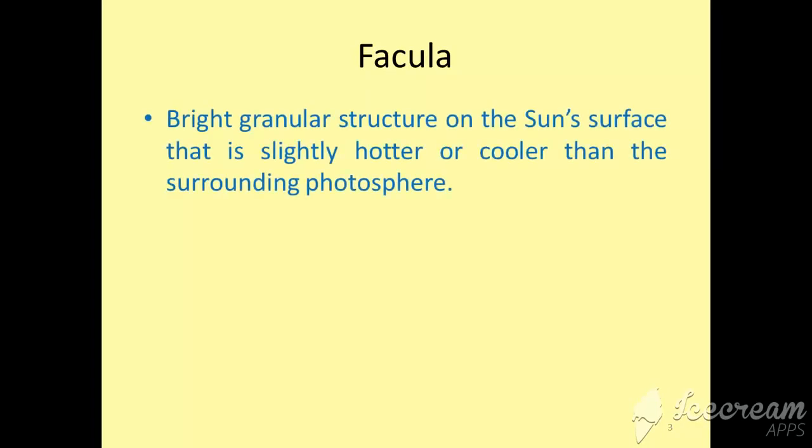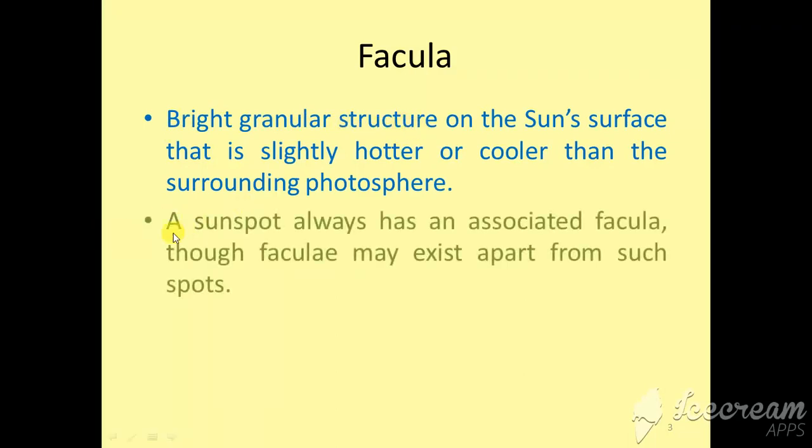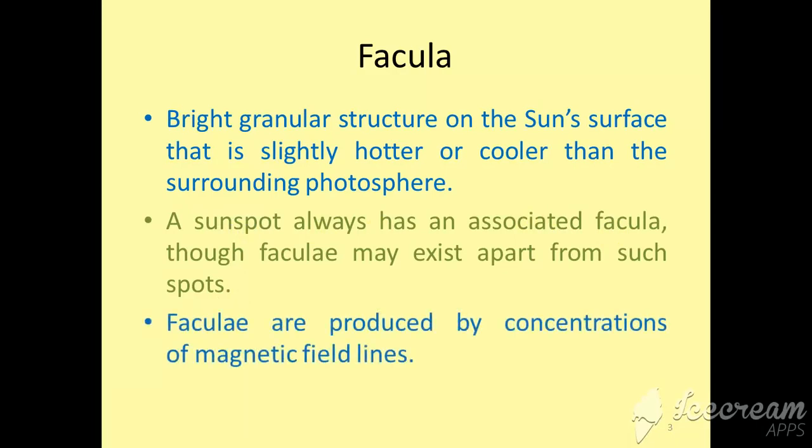So let me start from the facula. What is a facula? A facula is a bright granular structure on the sun's surface that is slightly hotter or cooler than the surrounding photosphere. And a sunspot always has an associated facula. So a sunspot is always associated with a facula. Okay, but faculae may also exist apart from the sunspots.